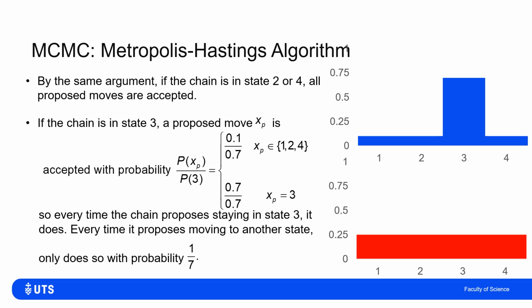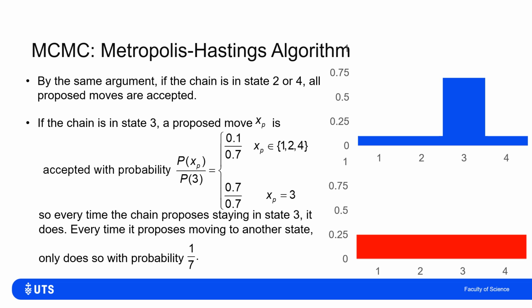So in state 3, that's a little bit different. Because if I'm in state 3 and it proposes going to state 3, then by definition, the probability of state 3 is equal to the probability of state 3. So that's 70% divided by 70%, which is a probability of 1.